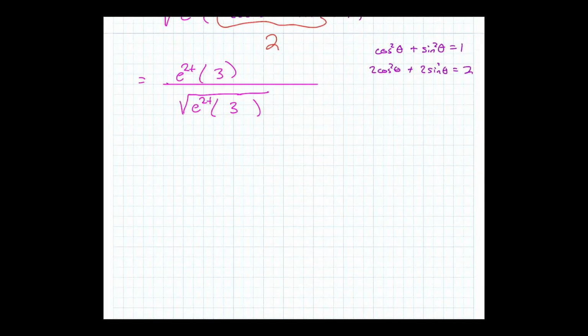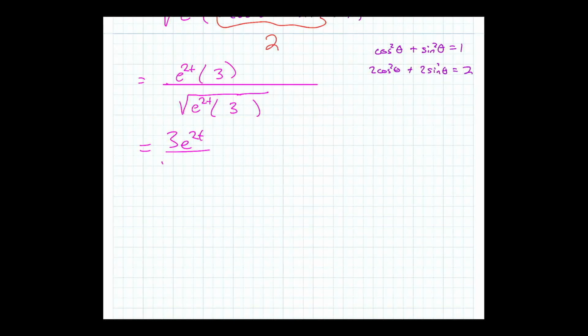Now, as far as dealing with this, we've got e to the 2t, 3e to the 2t. On the denominator, the square root of 3 is square root 3, and the square root of e to the 2t is just e to the t. So you have this. And then 3 over the square root of 3 is square root 3. And e to the 2t over e to the t, you subtract the exponent, so 2t minus t is 1t.